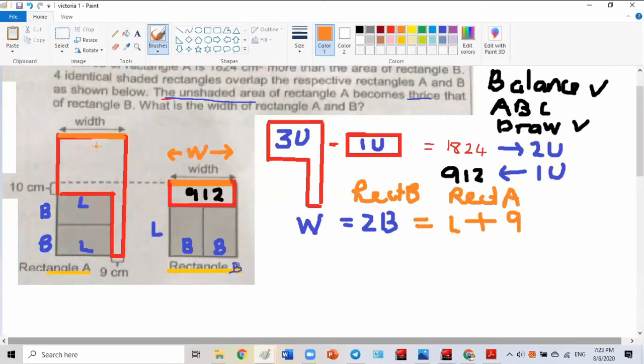I also got another clue, but I don't know if it's helpful or not. Okay, never mind. Don't jump the gun. I need to know the height here. The height is 17 cm. How do you know the height is 17 cm? Because in rectangle A, it's 2 breadths, and here is length, so length plus 7 cm equals the 2 breadths.